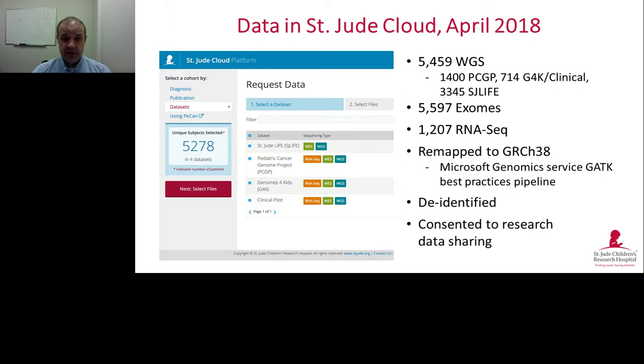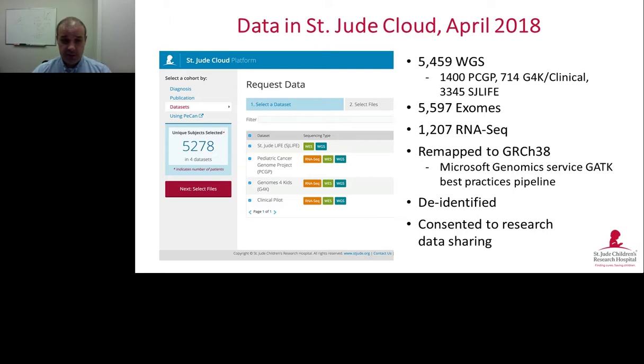So first up is data. These numbers are as of April 2018. We are currently undergoing a big push to get up to 10,000 whole genome sequences by the end of 2018. Currently, there are over 5,000 whole genome sequences, over 5,000 exomes, and over 1,200 RNA sequences.